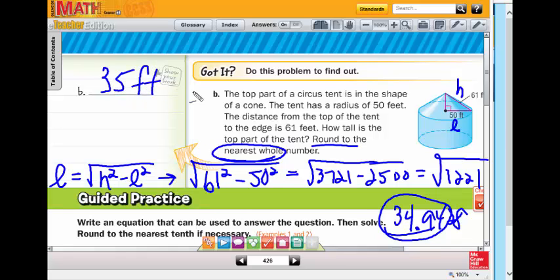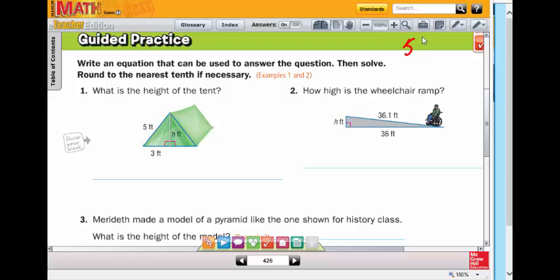Please do guided practice. Here are your solutions to 5-6, guided practice. First of all, it says write an equation, and make sure you do that. Write an equation that can be used to answer the question and then solve that equation, rounding to the nearest tenth. So our equation is going to be a squared plus b squared equals c squared. Well, we're looking for a leg here. So we could use a squared, which would be 3 squared, plus, we don't know the other leg, so we'll call it b squared, equals 5 squared.